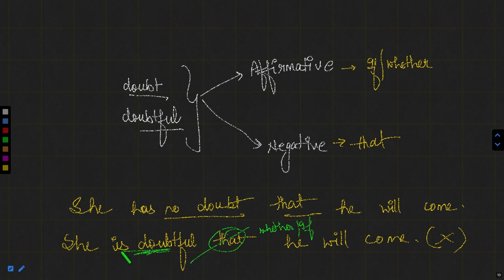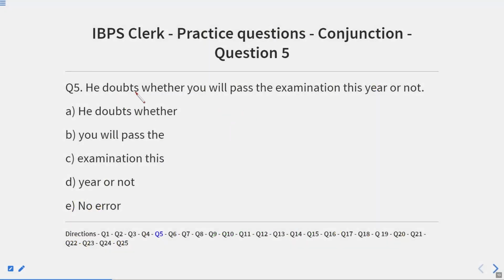So she is doubtful whether he will come or if he will come. So this will be the correct sentence. Now let us get back to the sentence. He doubts. So doubts. Now the sentence is affirmative. Whether you will pass the examination this year or not. Now this or not is incorrect over here.